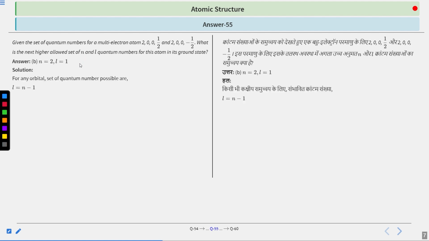How have we said that? Whenever we are asked what the value of l is for a given value of n, it is n minus 1, right?